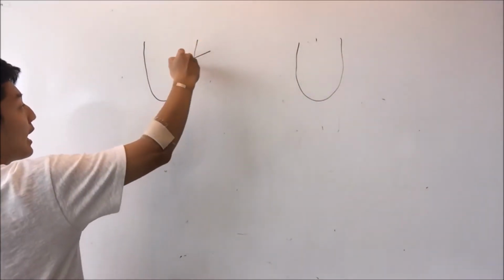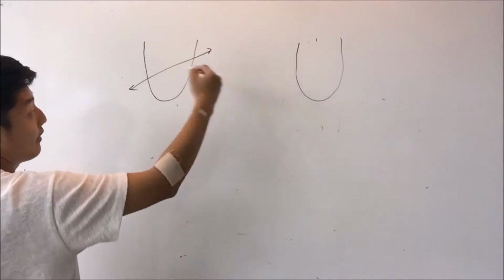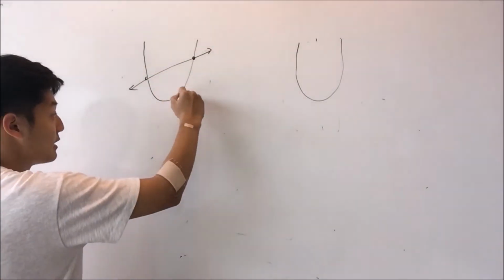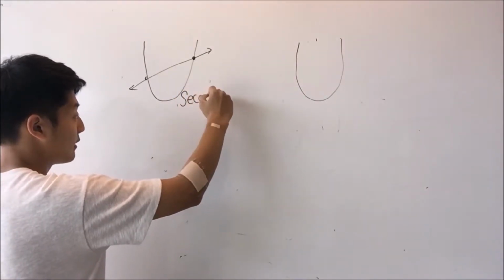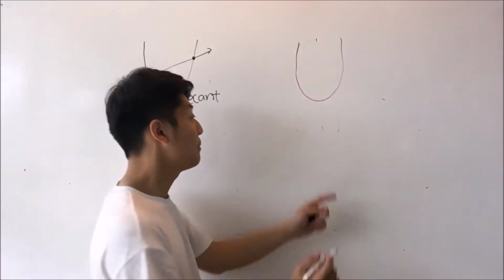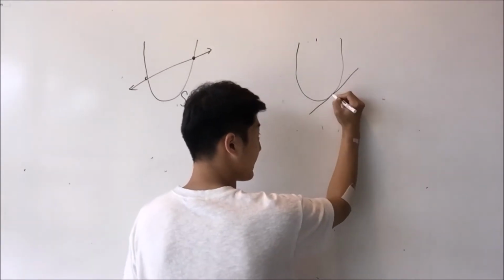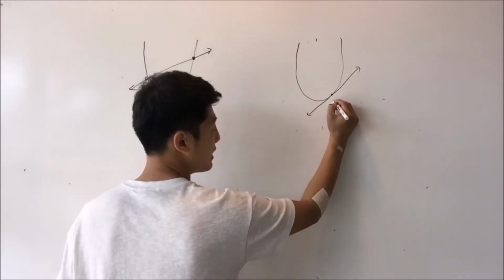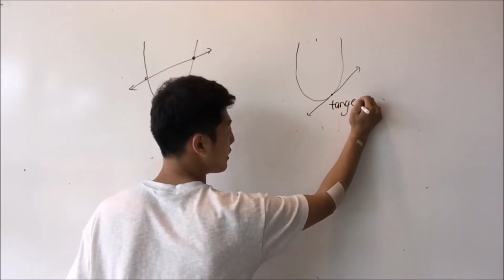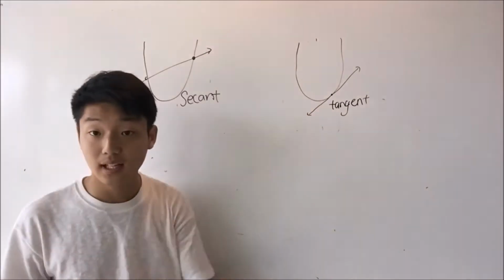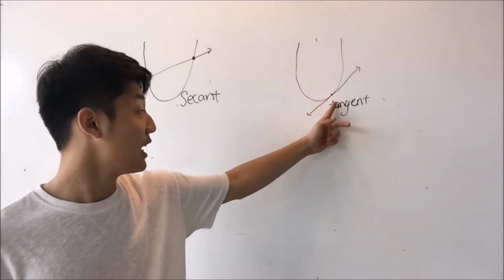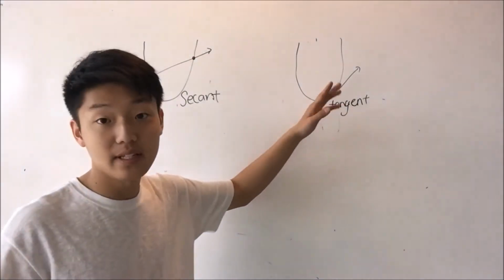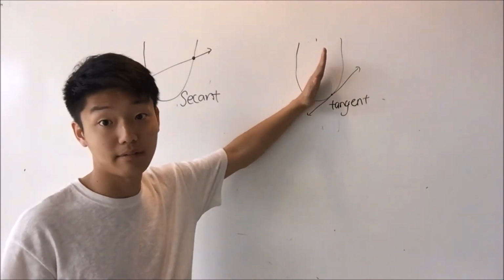If a line passes through this graph at these 2 points, it is called a secant line. And if it passes through the graph at exactly 1 point, that means it is a tangent line. A tangent line touches at only 1 point, so it gives the slope of the graph at that point.